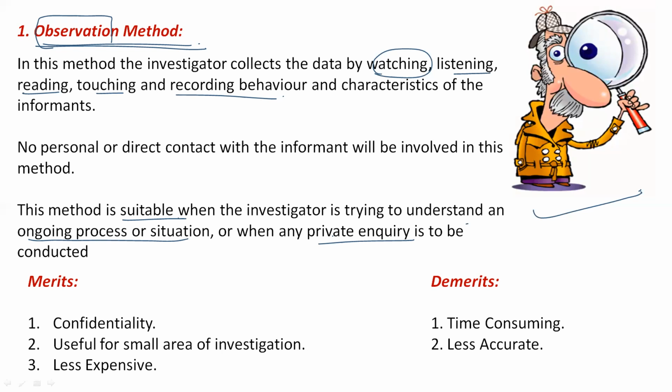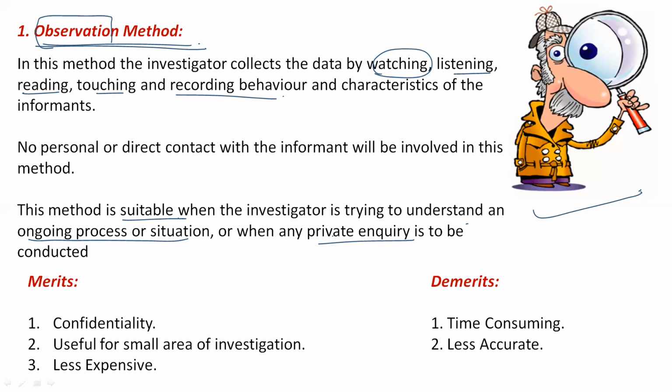So that is a process. Now I cannot communicate with the plant. Correct? I just have to observe. So in such studies the observation method can be useful, right? Or another situation can be when a secret investigation or a private inquiry is to be conducted, where even the informant, the person from whom the information is being collected, should not know. When secret information has to be collected, then the observation method can be useful.